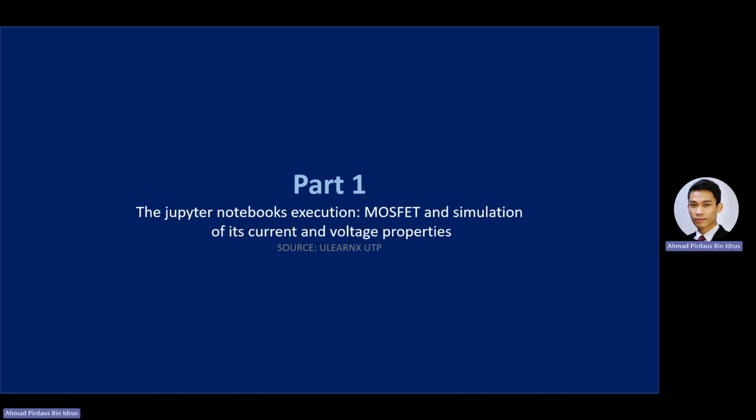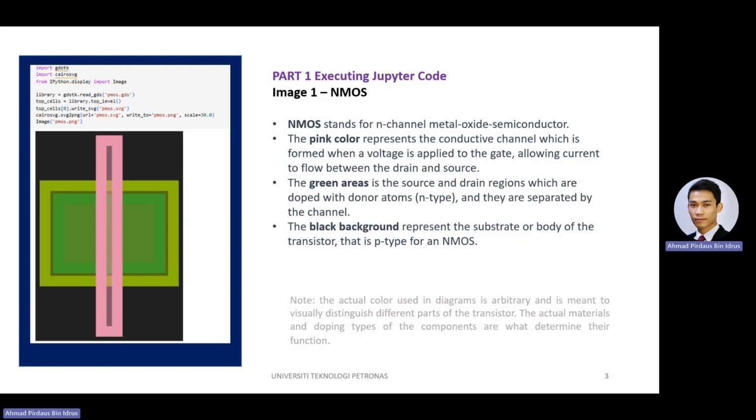Okay, part 1, the Jupyter Notebook execution on MOSFET simulation. So this is the code that we've run in Google Colab. We have come out and we've got the result as in the snapshot here. You guys can see the image. That is the NMOS. So NMOS stands for N-channel metal oxide semiconductor.